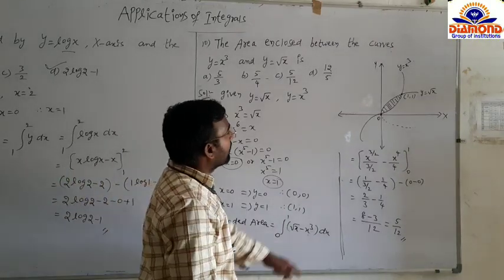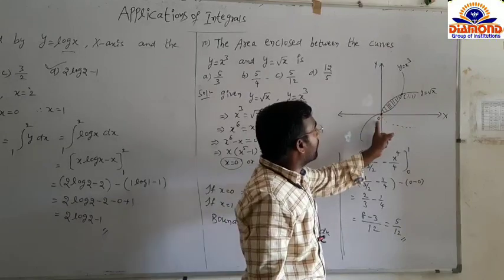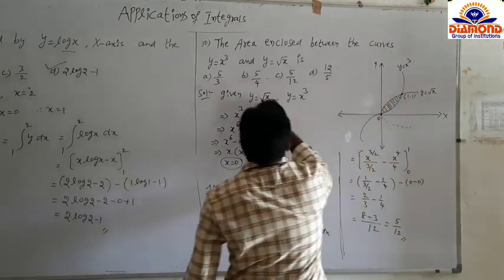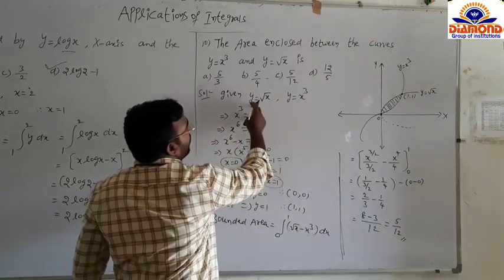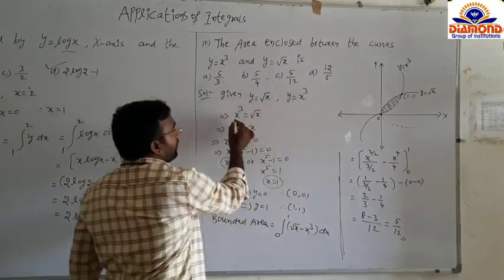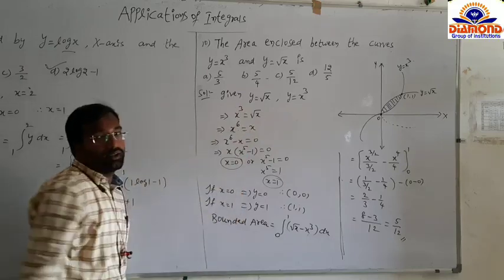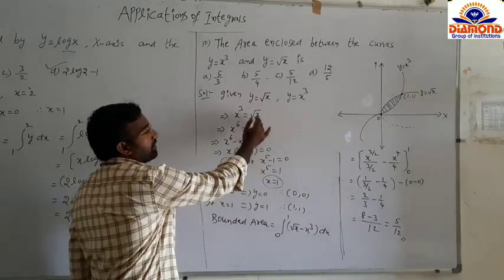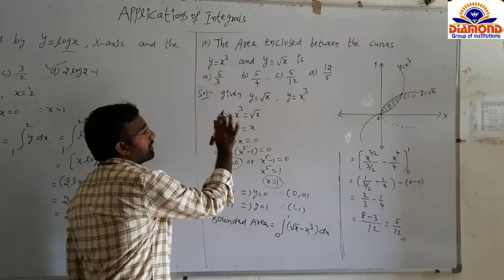So clearly the point of intersection of the two curves is the origin. You have to find this point of intersection by solving these two curves. So y equal to root x, y equal to x cube. So x cube equal to root x. First, how to remove this root? Squaring on both sides, you get x power 6 equal to x.